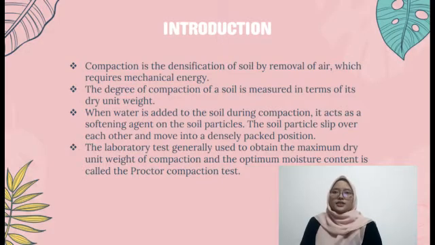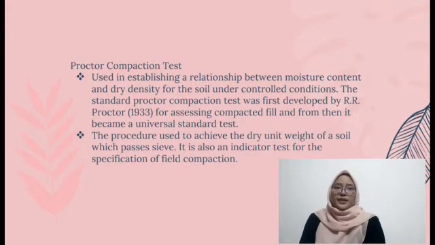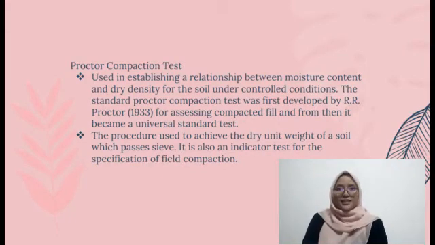The laboratory test generally used to obtain the maximum dry unit weight of compaction and the optimum moisture content is called the Proctor compaction test. The Proctor compaction test is used in establishing a relationship between moisture content and dry density for the soil under controlled conditions. The standard Proctor compaction test was first developed by Proctor in 1933 for assessing compacted fill, and from then it became a universal standard test. The procedure used to achieve the dry unit weight is also an indicator test for the specification of field compaction.